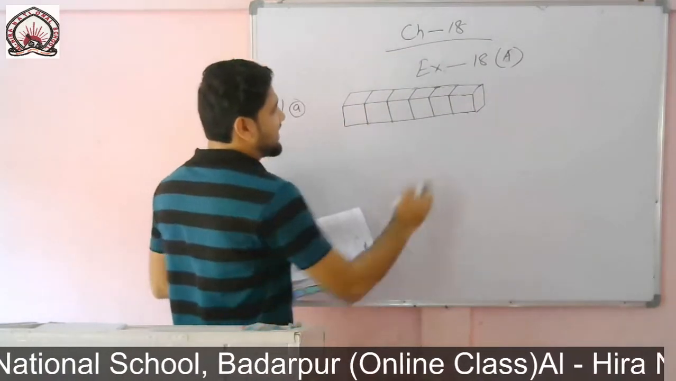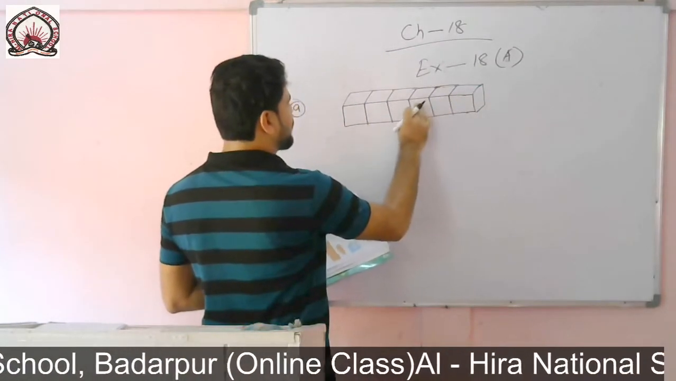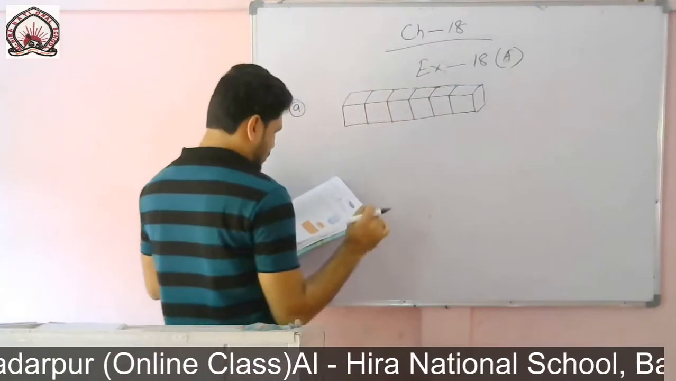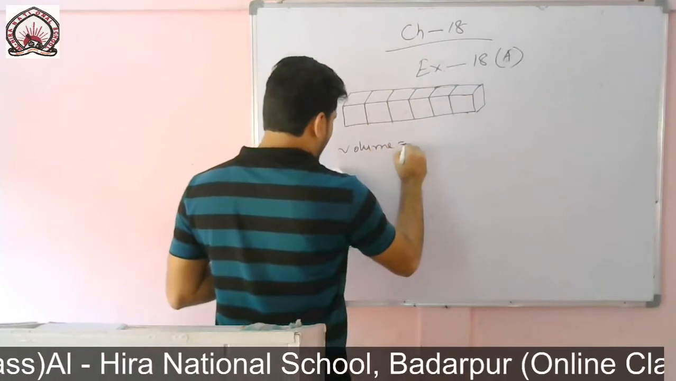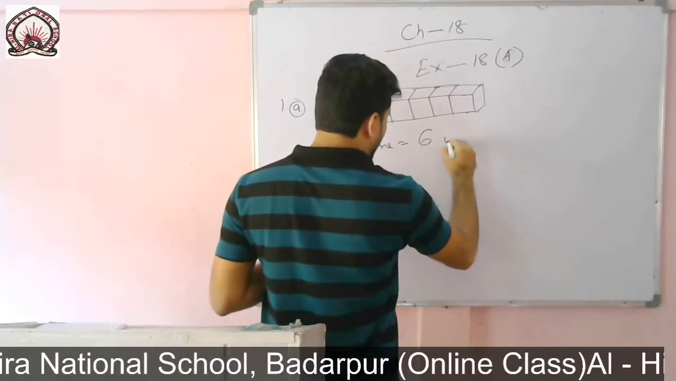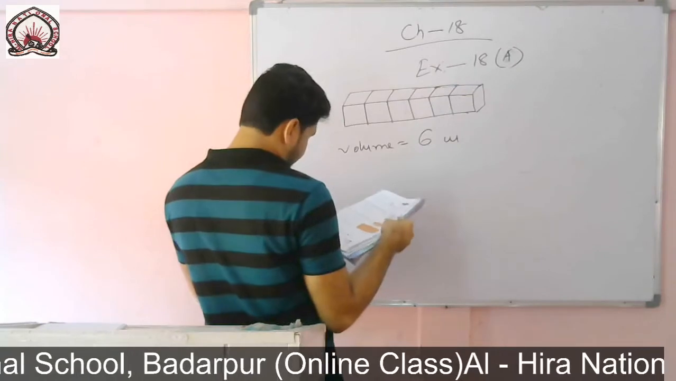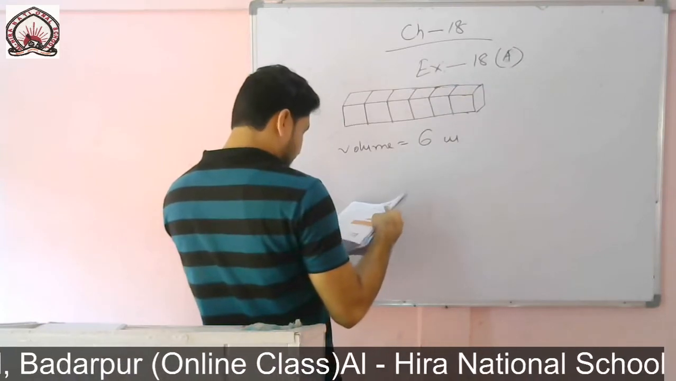So how many boxes are there? 1 box, 2 box, 3 box, 4 box, 5, 6. So you can write volume equals to 6 cubic centimeter.